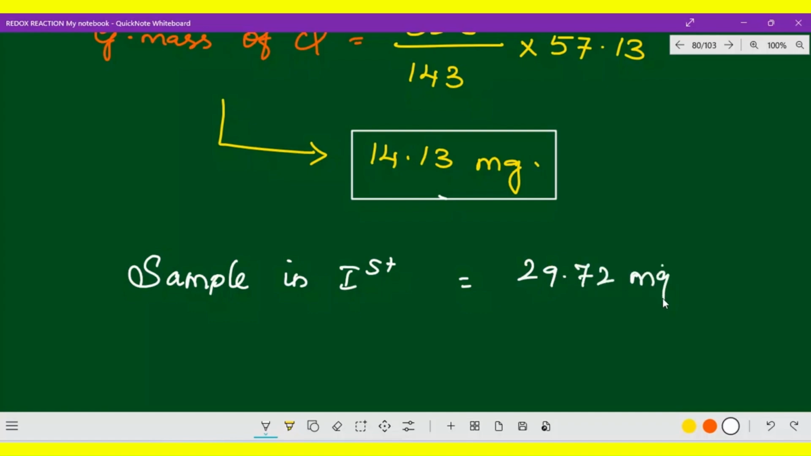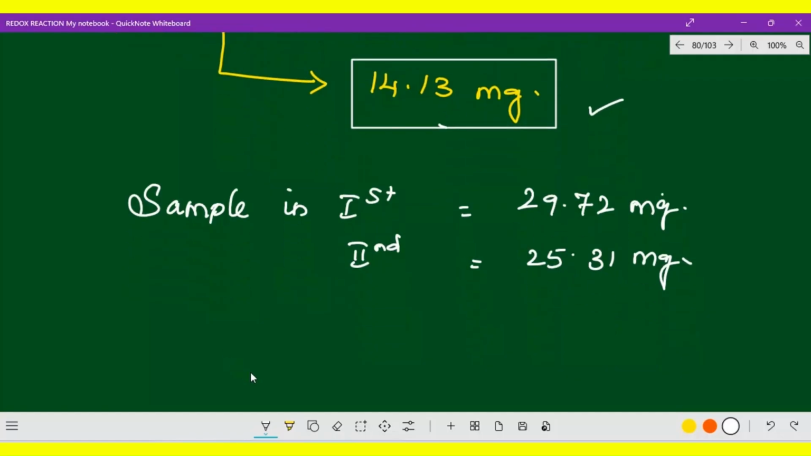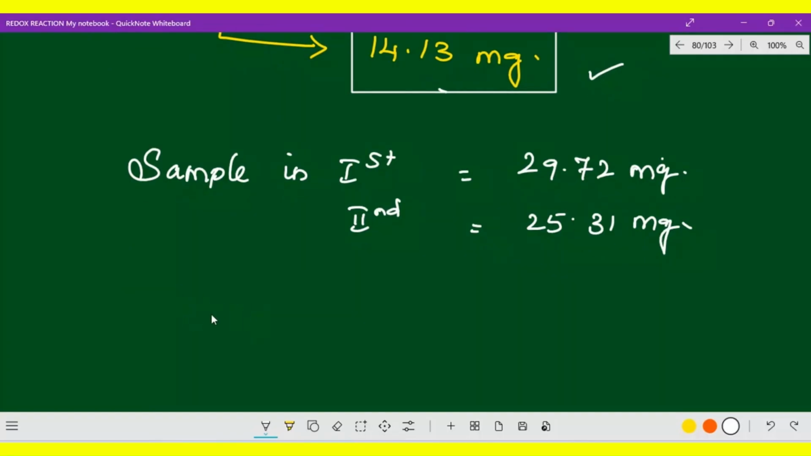So here it is 29.72 milligram, and then the second one that is AgCl, it has converted now, so that is actually 25.31 milligram, and this is chlorine mass, how much it is, 14.13 milligram. Now let us calculate to find the given mass of chlorine on the whole.